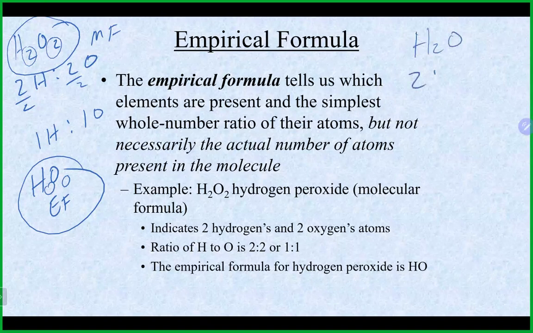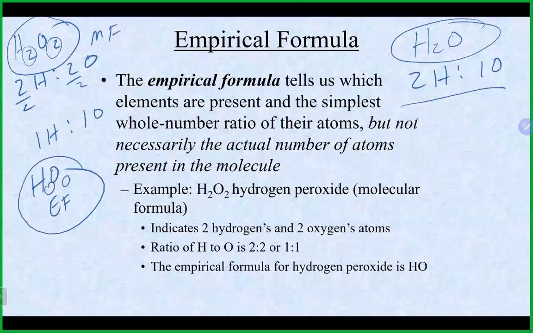Water is 2 hydrogens for every 1 oxygen. There is no way to reduce that down any further. So water is both the molecular formula and the empirical formula. So sometimes they are the same, and it's a situation where you are already at the simplest ratio.